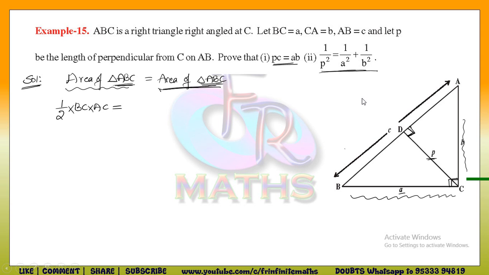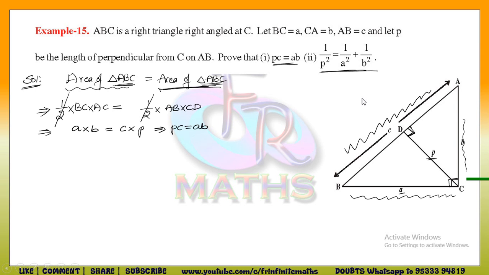now for this area of triangle ABC, I am going to consider AB as base and CD as height. Then I can write it as half into AB into, what is the height? CD. So on both sides I can cancel out half because that is a constant. Next, what is BC here? BC is a into AC is nothing but b, so a into b is equal to, what is AB? AB is small c into CD is p. So from this what I can say, pc is equal to ab.